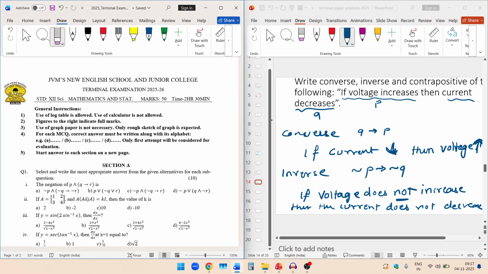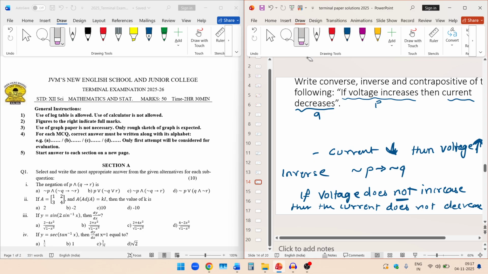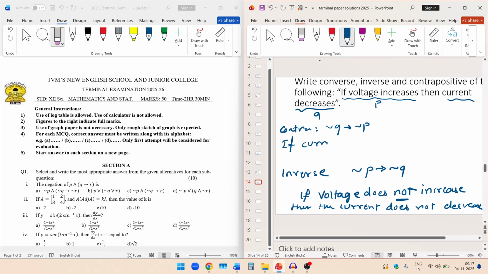And the last one is the contrapositive. Let me write it over here. Contrapositive will be negation Q conditional negation P. So that should be, if the current does not decrease, then the voltage does not increase. So that is negation Q conditional negation P. Okay, next question.